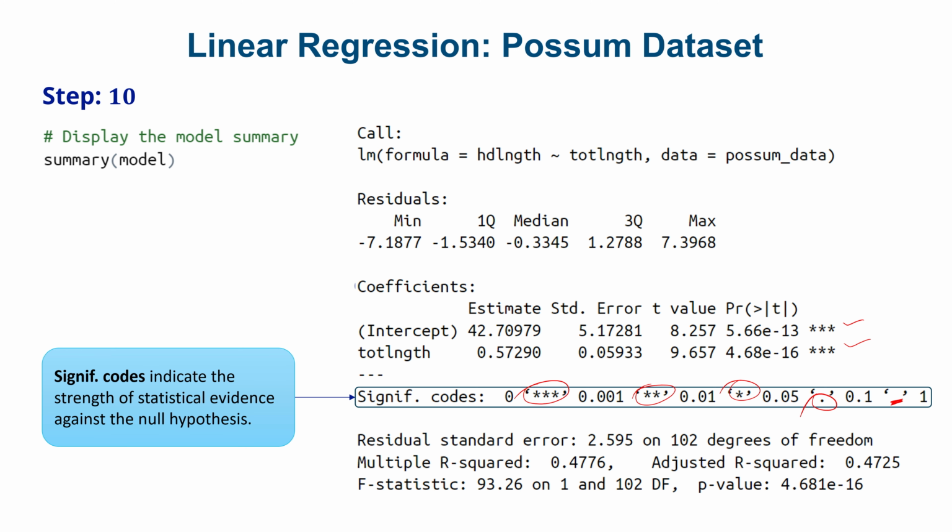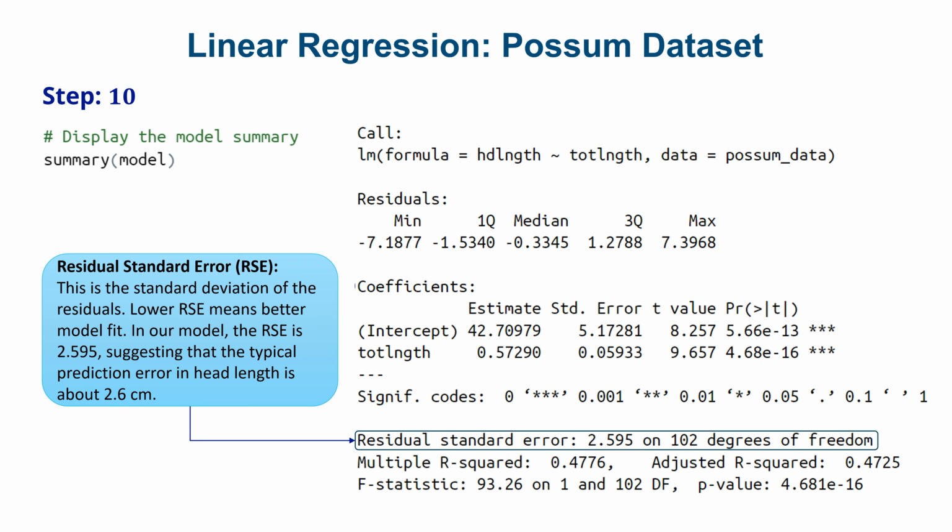This is the standard deviation of the residuals. Lower RSE means better model fit. In our model, the RSE is 2.595, which means that the typical prediction error in the head length is about 2.6 centimeter.